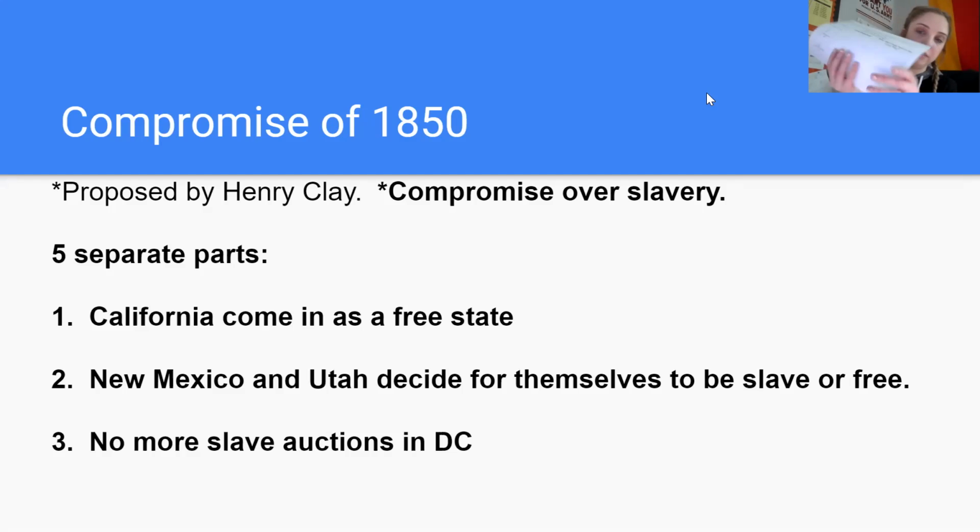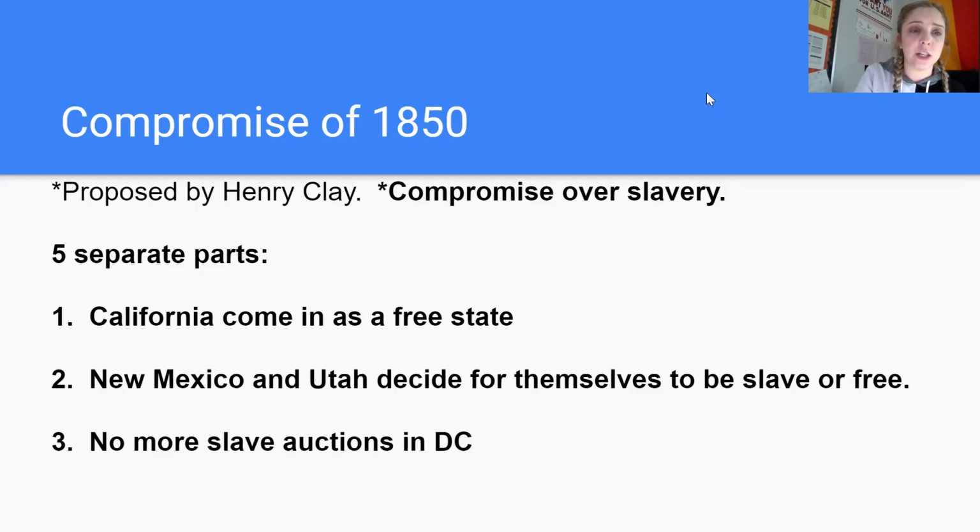Okay, Compromise of 1850 is our second cause. This is proposed by the statesman known as Henry Clay. Henry Clay was considered the great compromiser in regards to slavery. He was a statesman of Kentucky and actually tried to run for presidency 3 times and lost 3 times. But here's what the compromise was composed of. California, because we just gained California from an agreement with Mexico, comes in as a free state. New Mexico and Utah can decide whether or not they want to be free or slave.